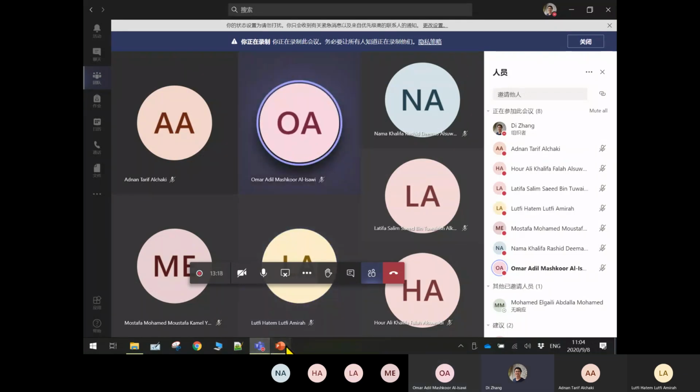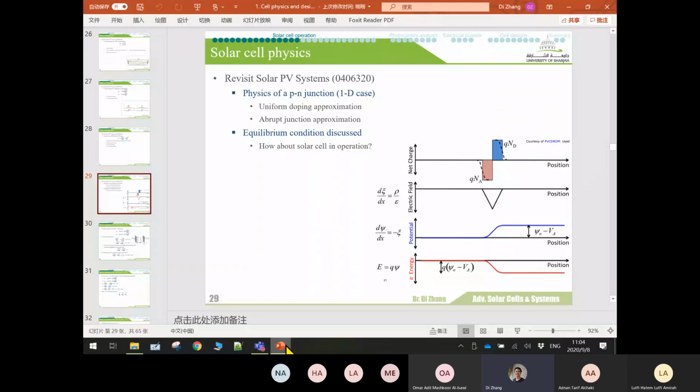So now let's go back to our slides, if you don't mind. We can start now. This is actually where we were last time. We started to talk about the PN junction. Actually, we would like to take a very short detour to go back to look at the PN junction physics as well as the process inside the PN junction.